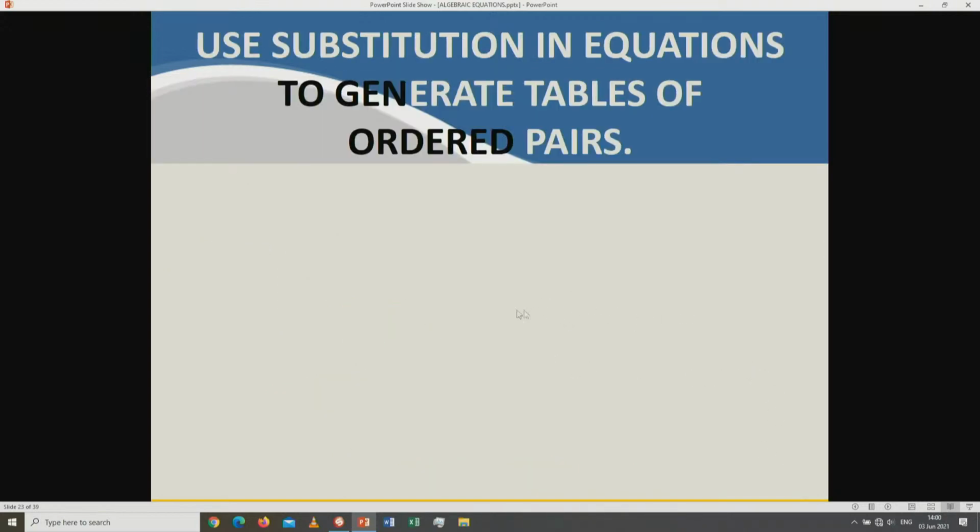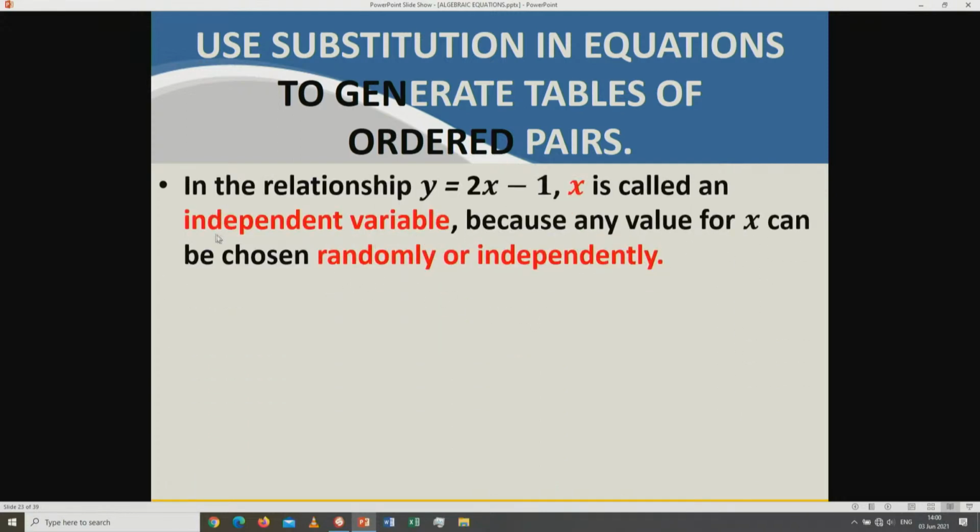Now we are going to another objective where we have to use substitution in equations to generate tables of ordered pairs. I know for this one, most of our colleagues actually do not do it, and it is part of our CAPS. So let's have a look at this. And again, for grade 9, it is just a baseline because it is done in grade 8.